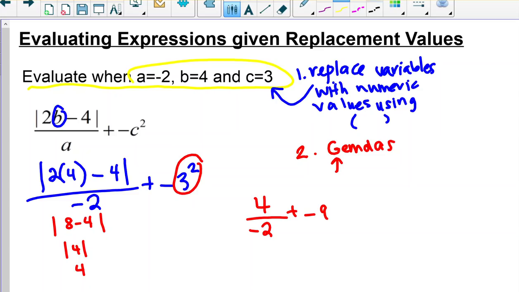Okay, so I can keep simplifying here. 4 divided by -2 is -2, and plus a negative, okay, we remember from the beginning of the year, we don't like to write double signs. So plus a negative is the same thing as minus. And my last step would be -2 minus 9, which is -11.